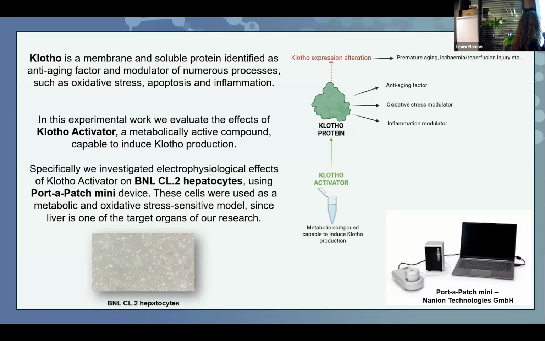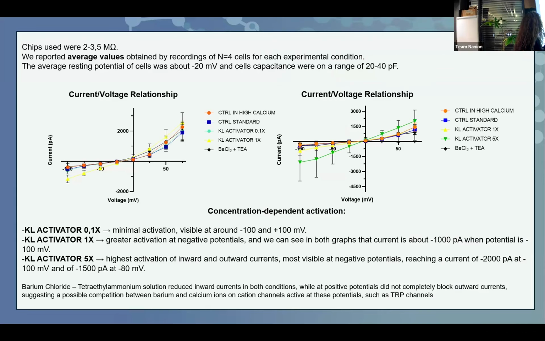In this experimental work, we have a compound which is a Klotho activator, capable of inducing Klotho production. And we tested this compound on BNL CL2 hepatocytes, and we saw some results testing this compound with recordings performed with the Port-a-Patch Mini. Here we see two different conditions.